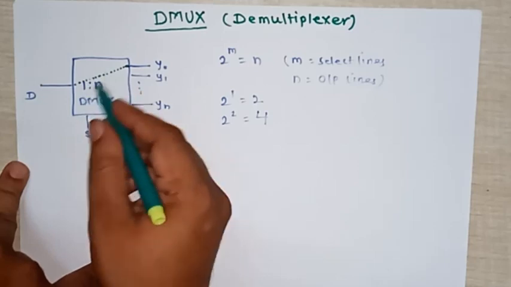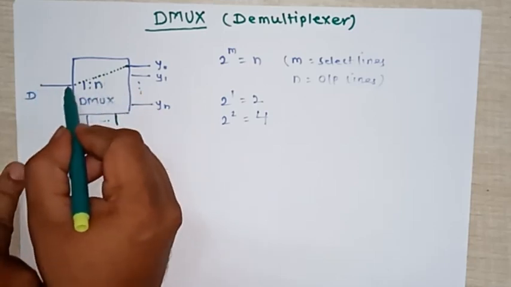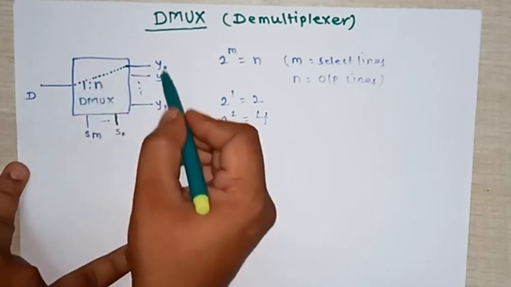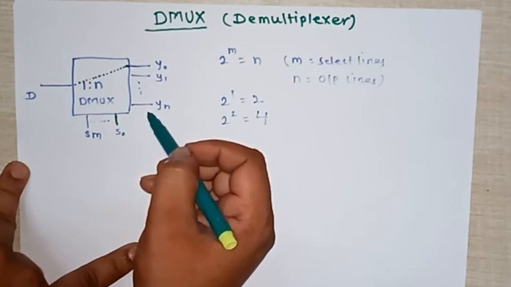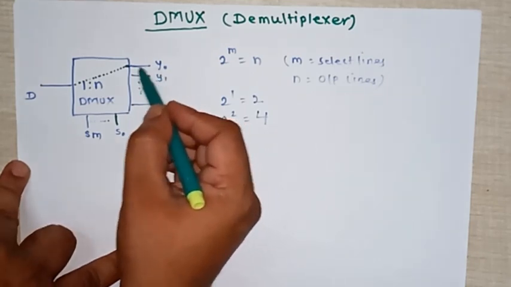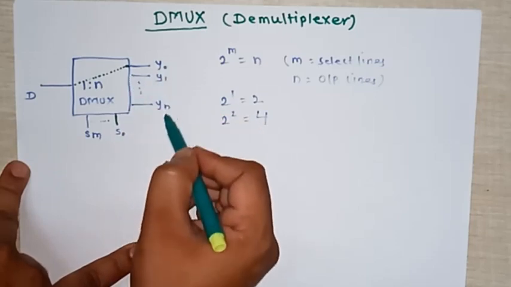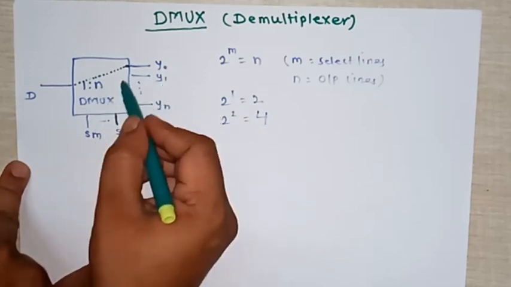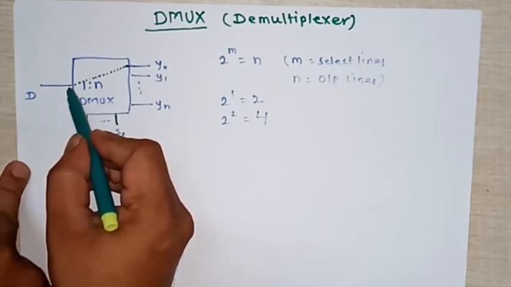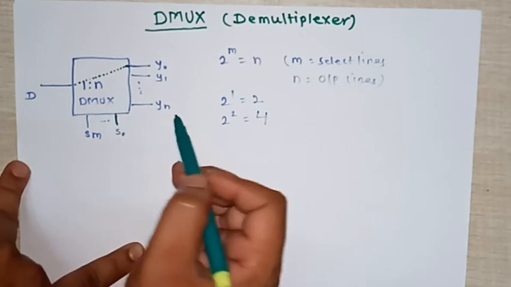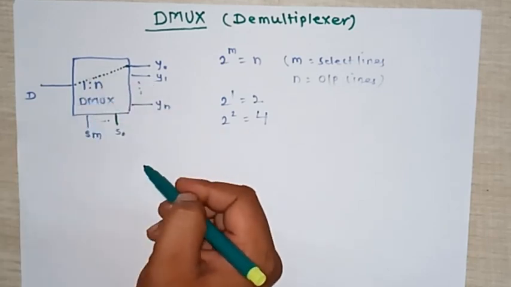Whatever data comes from this single line will be distributed to a number of customers here. In the Nasik telephone exchange office, a number of customers from Nasik are connected to their separate lines. So whatever data comes from this single line will be connected to the particular users. That is the function of the demultiplexer.